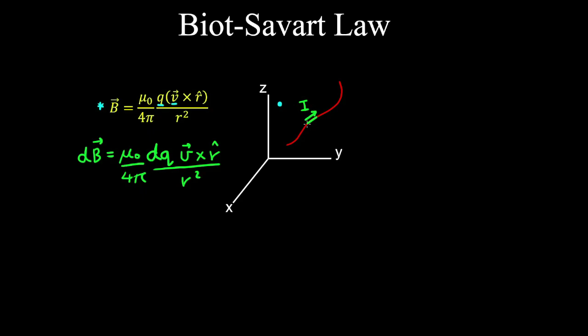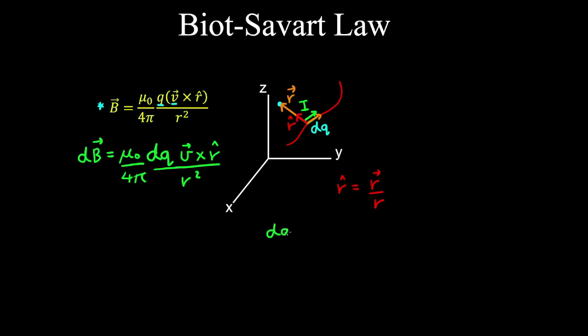So if we suppose this is a differential charge element that's traveling at some velocity in the direction of the current, and we have a radial vector to the point where we're finding the magnetic field. So the unit vector, r hat, is a radial vector normalized by its magnitude.